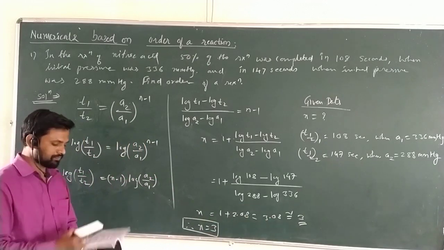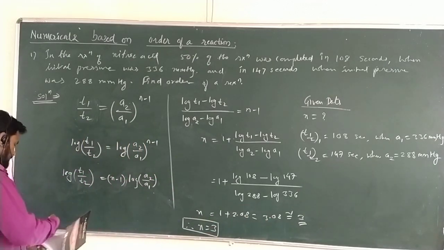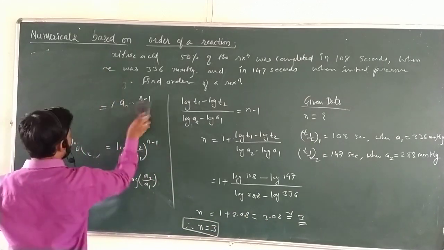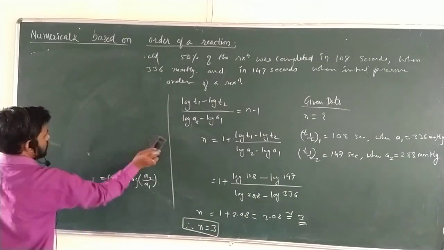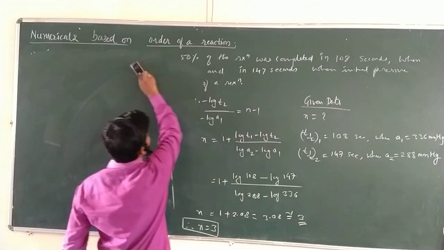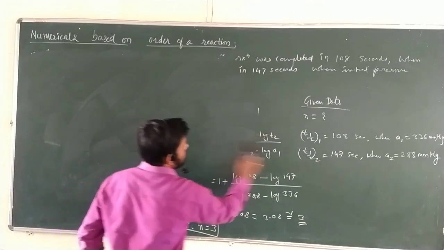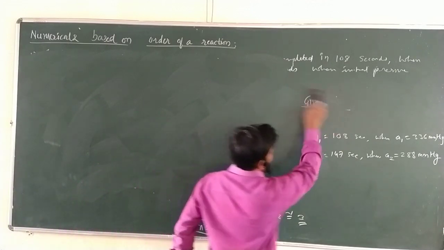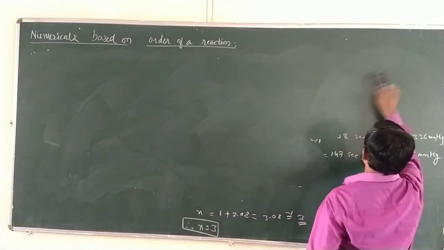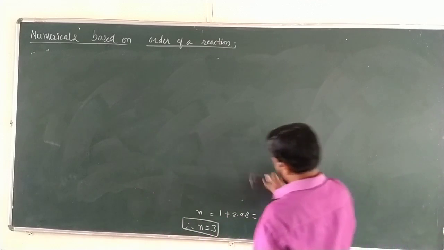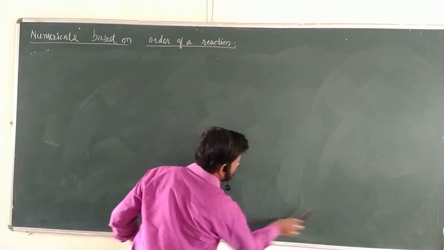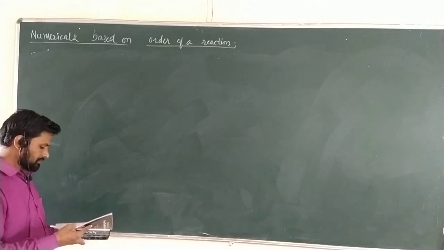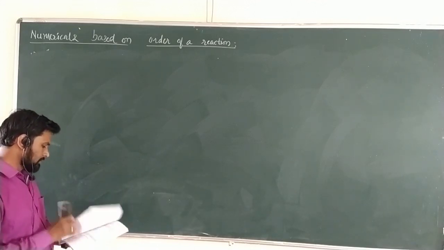Let's see one more problem. Very simple problem again. These are based on finding the order of reaction whenever the values of half-lives and the initial concentrations are given. What is the problem? Very simple problems are given.